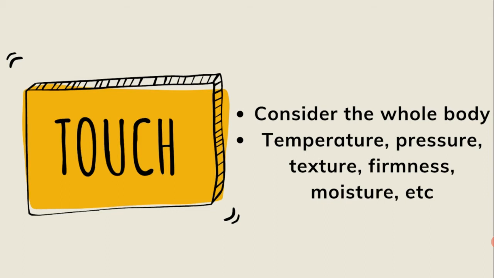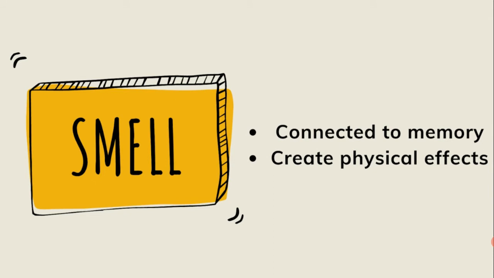After touch is smell. This is a sense most people don't think about until they experience a strong one, so it might be best to use it sparingly. Smell is connected to memory, and good or bad smells can create a physical effect on the person, such as salivating at the fresh scent of cookies or gagging at the scent of rancid meat.